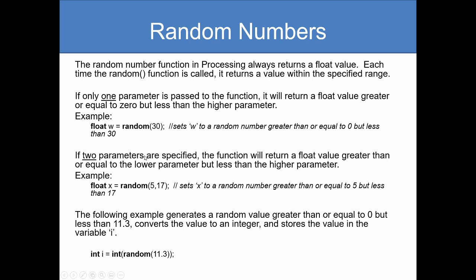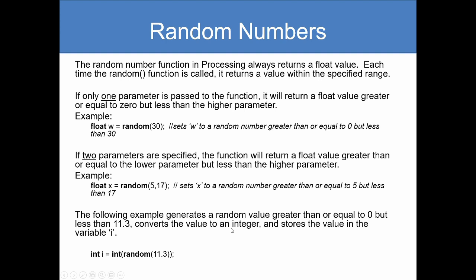We can also tell it two specific things. In this case, we have 5 and 17. So it chooses 5 as a possible answer, and every number from 5 to 17 is valid, but 17 is not. It's going to be less than 17. This would result in 16 being the highest number that we'd get.